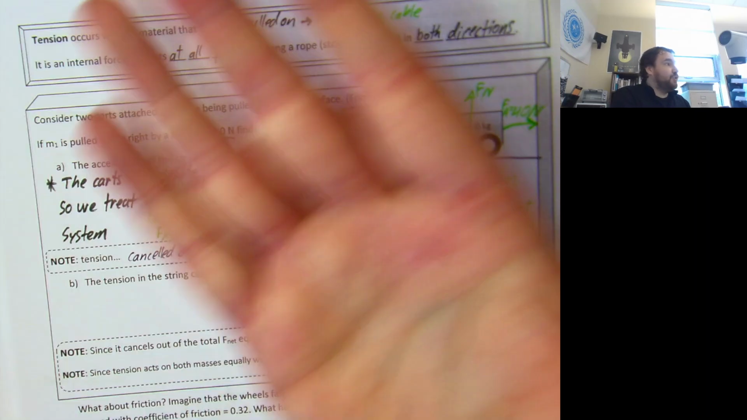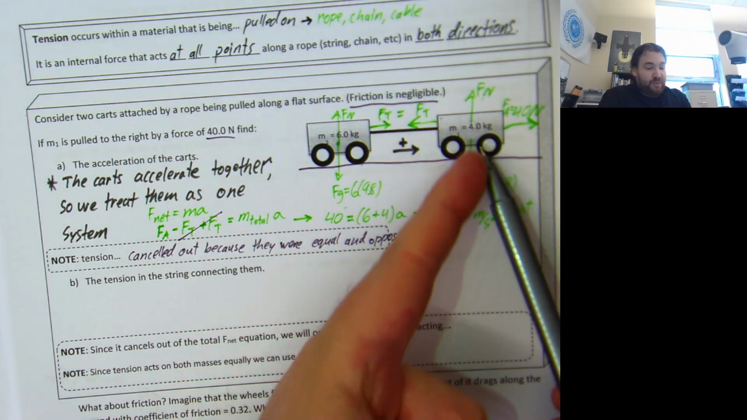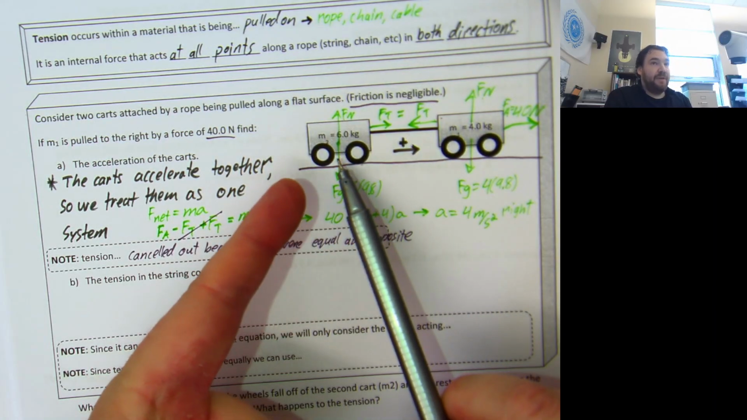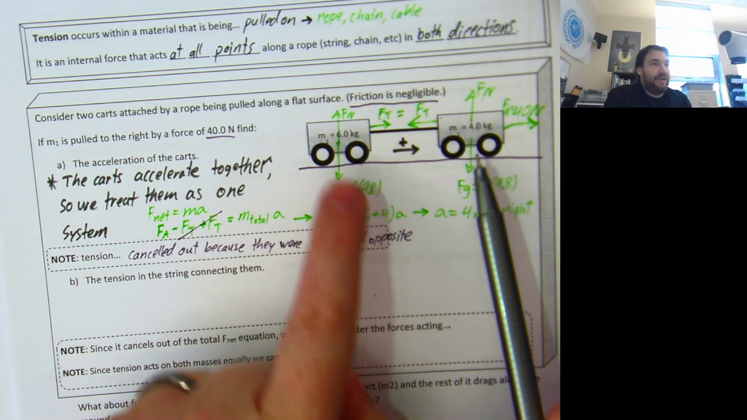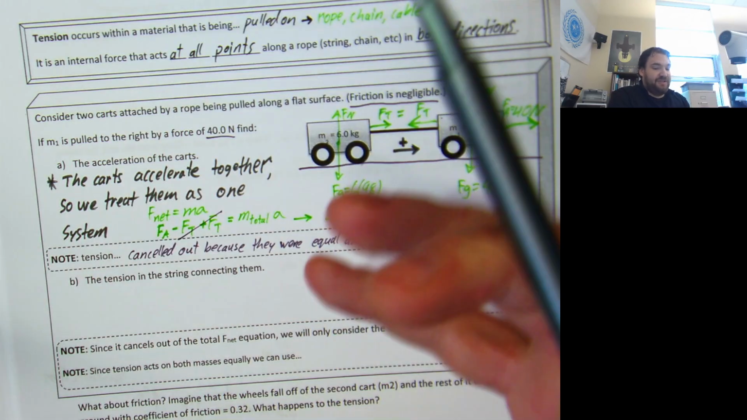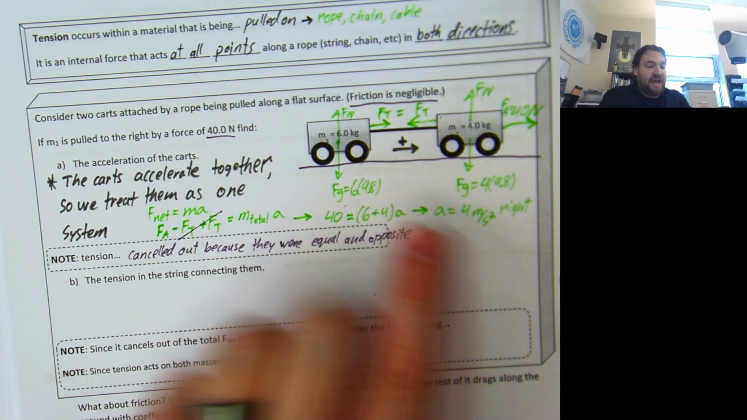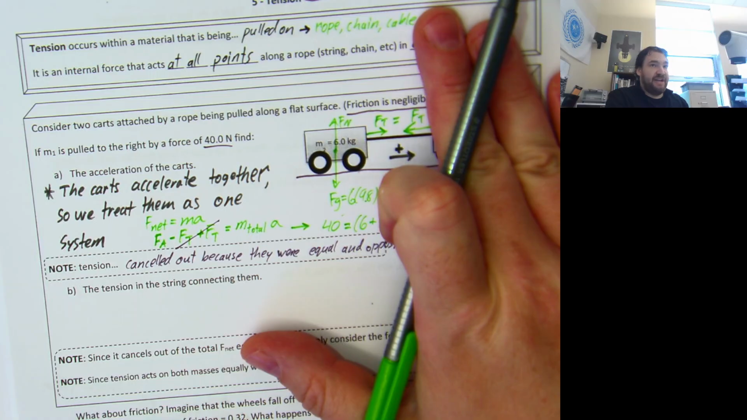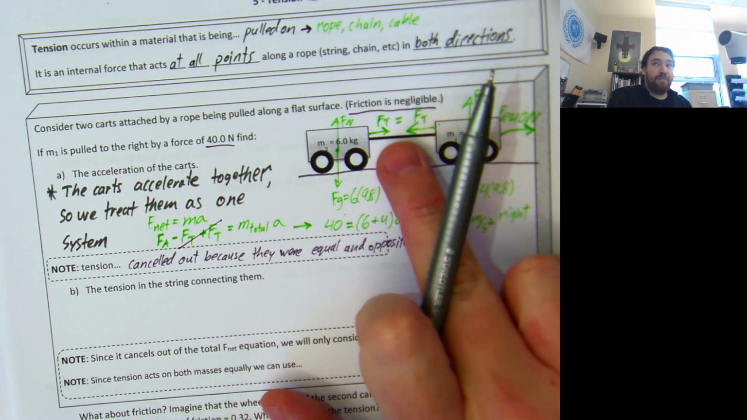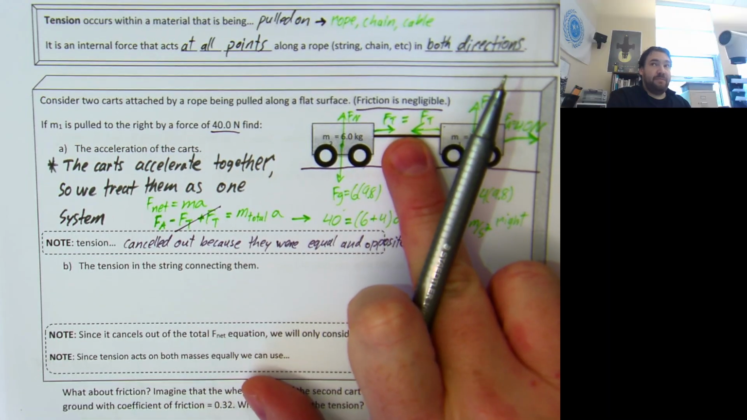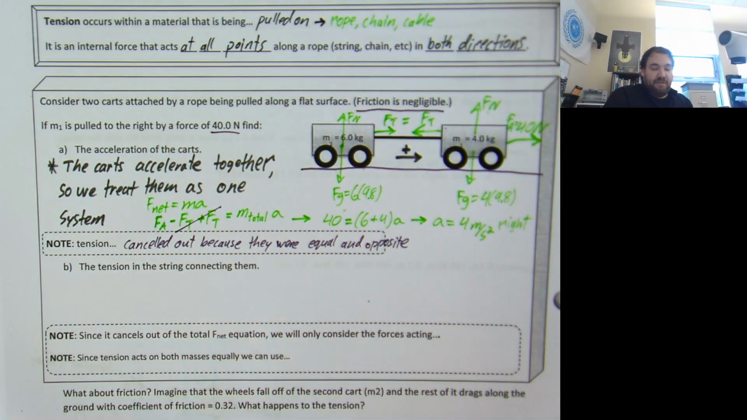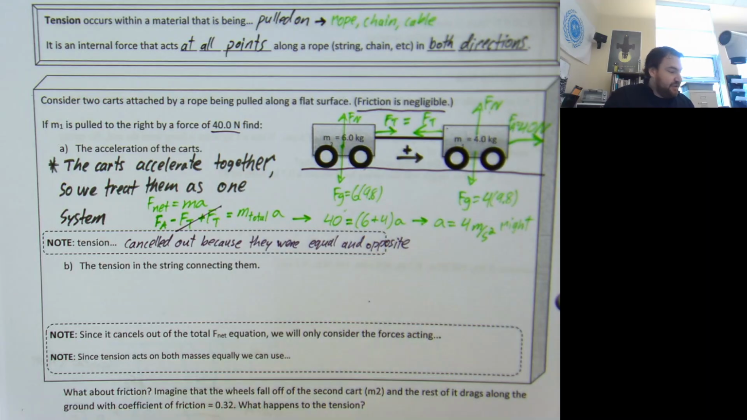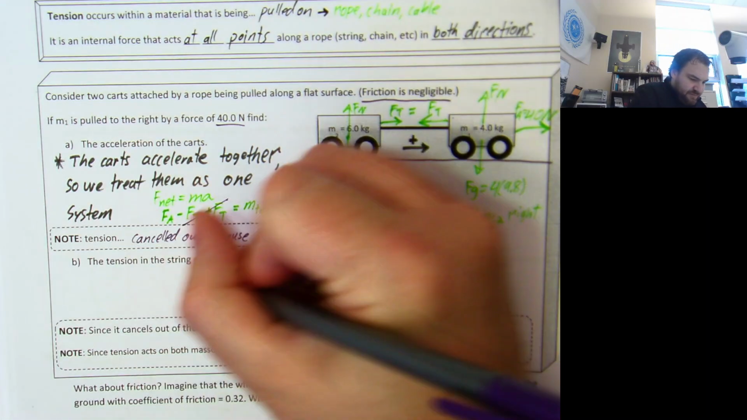And it doesn't matter which you choose. We could do it for this one, or we could do it for this one. Because we know everything about each individual piece, we've treated them as a system to find their acceleration. I can ignore one or the other to find the tension that exists in this rope connecting the two. I'll prove to you that it doesn't matter which one we analyze. Let's look at cart 1 first.